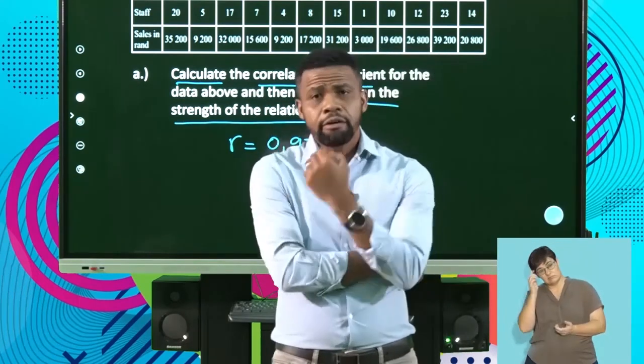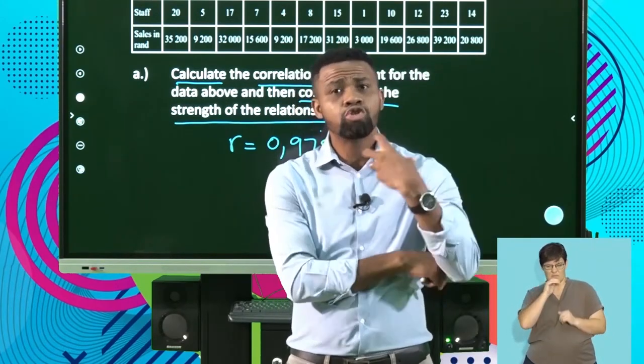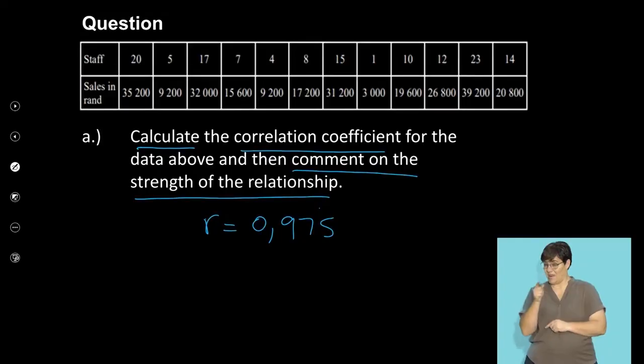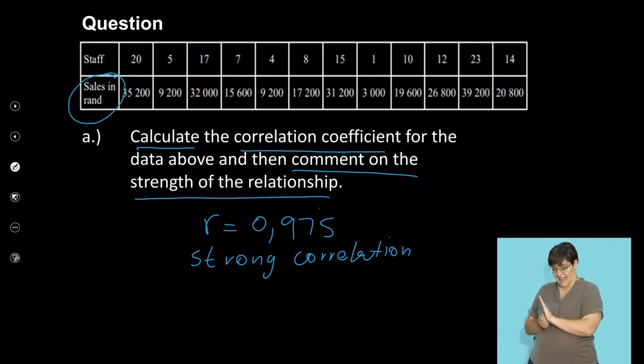So we get a correlation of 0.975. What does it mean? This is a strong correlation because it is close to 1. There's a strong correlation. It implies that the more staff members at work, the more the number of sales increases. There's a strong correlation between staff and sales at the store.